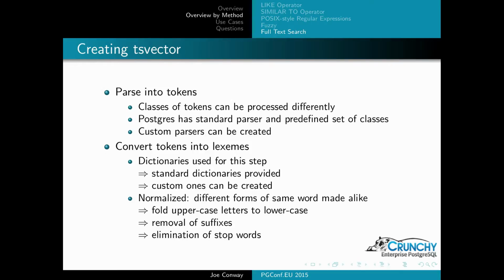Those tokens are then converted into lexemes. That's where this stemming that I was talking about comes into play. So the tokens that it parses out of that text can then be converted into a different kind of normalized token, which is called a lexeme. Again, this uses dictionaries, but you can create your own custom ones. And some of the things that happen when you normalize: everything gets folded to lowercase, so that's what makes it case insensitive. Suffixes get removed from words. Stop words are eliminated.